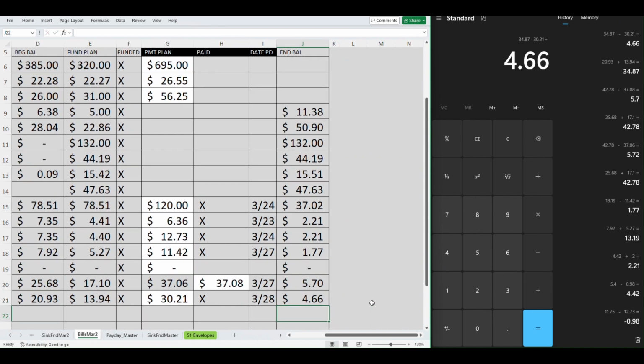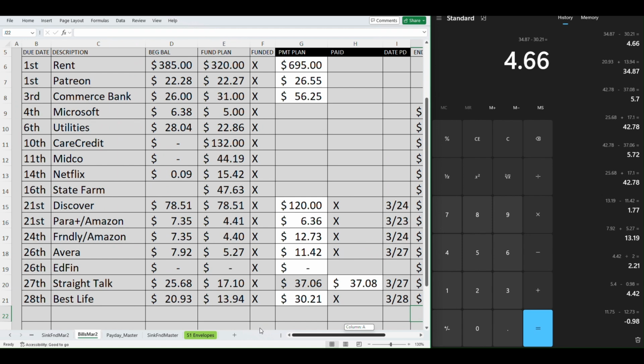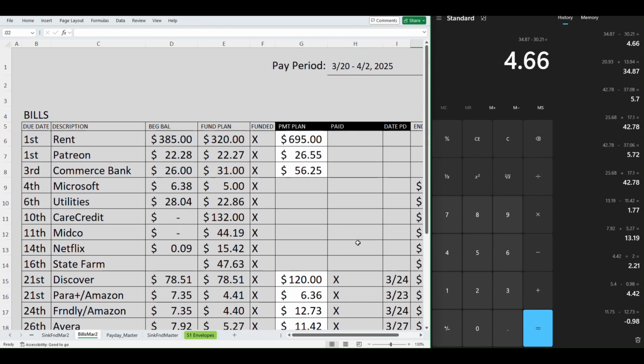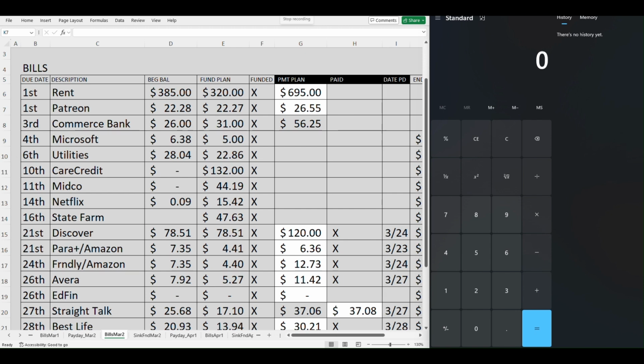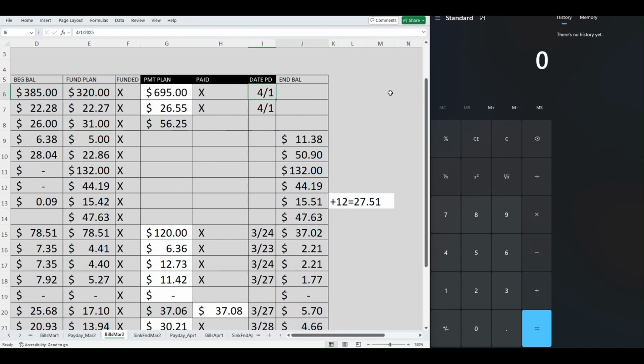All right, now I have ending balances for all of the bills that have been paid up through the end of the month of March. All right, so moving on to the beginning of April, we've got rent and Patreon, and those are both on the first of the month. So those are balances that I can move on over.